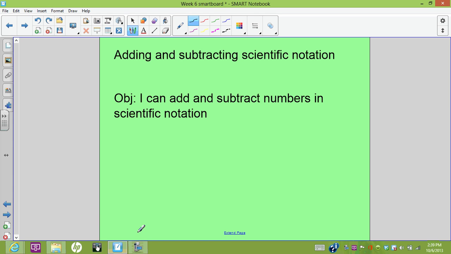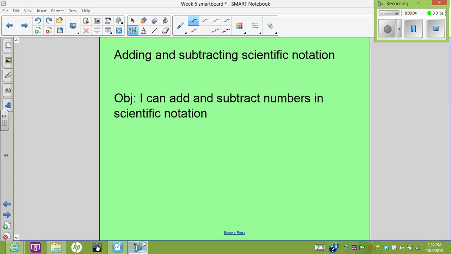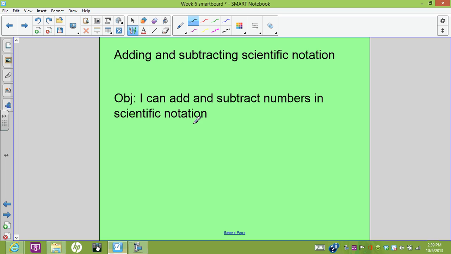Alright guys, our topic today is adding and subtracting numbers in scientific notation. Yesterday we talked about multiplying and dividing numbers. The day before we talked about comparing them. Adding and subtracting scientific notation is pretty much the last topic in our scientific notation unit. And I'm not going to lie, it is probably the trickiest. We're going to do lots of practice on this until you feel really comfortable with it. And I think you'll get the hang of it.